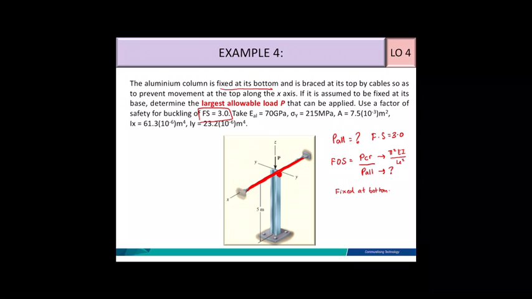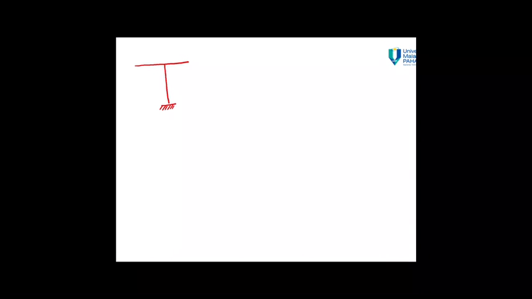Let's take a look how to analyze this column. First, we need to determine XX buckling and also YY buckling. Because it is braced at the top and fixed at the bottom, then you will have a 2D diagram. Here is 3D diagram. I will draw the 2D diagram. This is your brace. Usually it is pinned at the brace, and here is fixed. The total length is 5 meter.